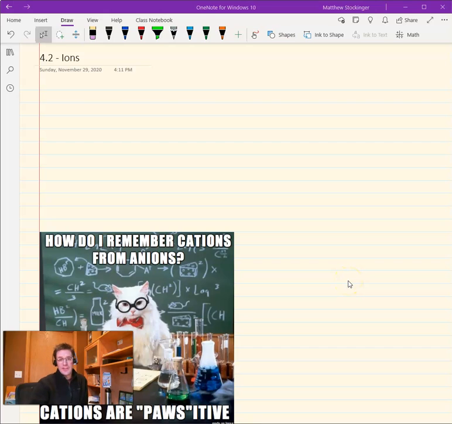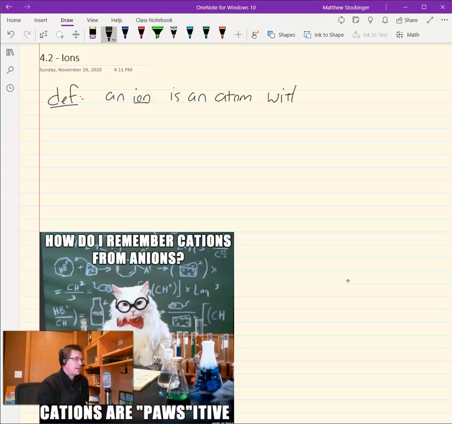Let's learn a little bit about ions. Okay, an ion, first of all, let's just throw the definition up here. You should be copying this in your notes. An ion is an atom with a positive or negative charge. Okay.